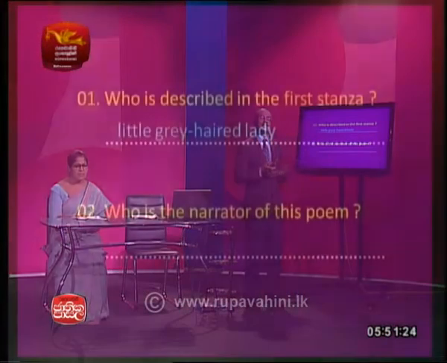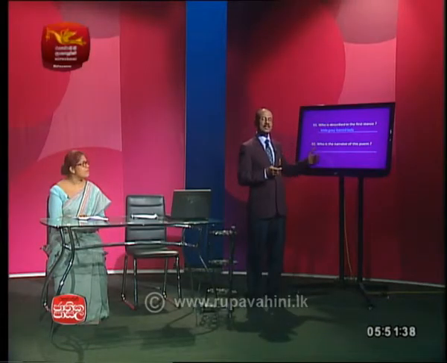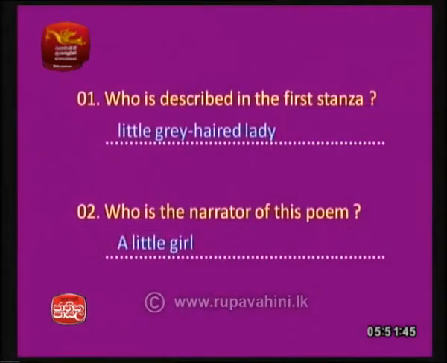So if you write this one, you can get marks. It's related to a person. Yeah. Next one is also an easy question. Who is the narrator of this poem? Who is the narrator? A little girl. A little girl. So you can get it from the poem itself.